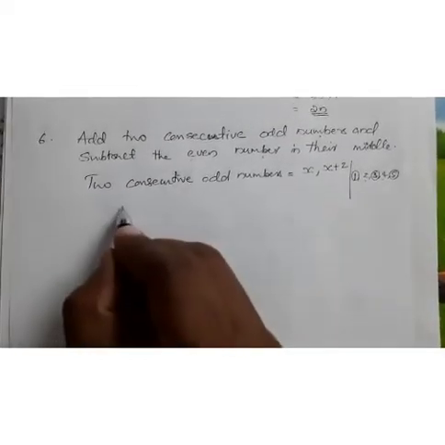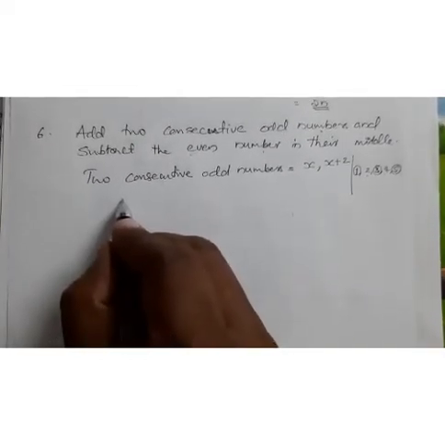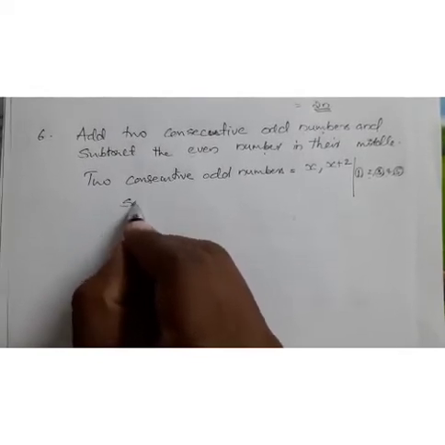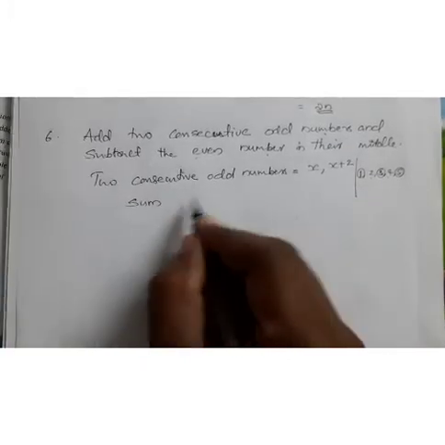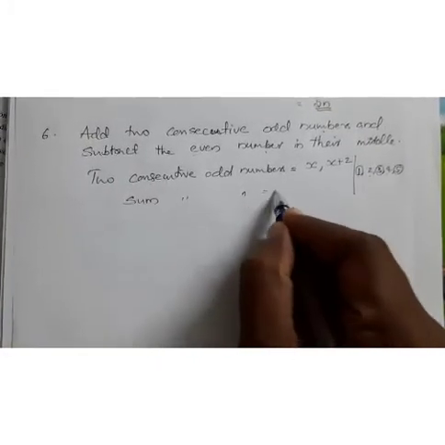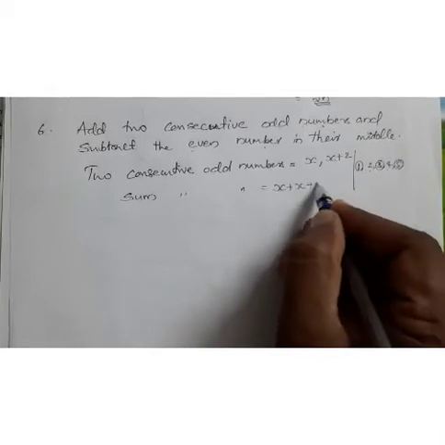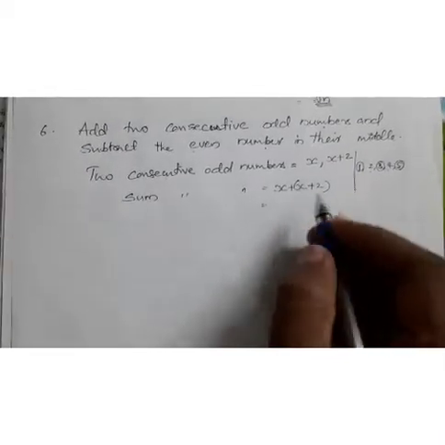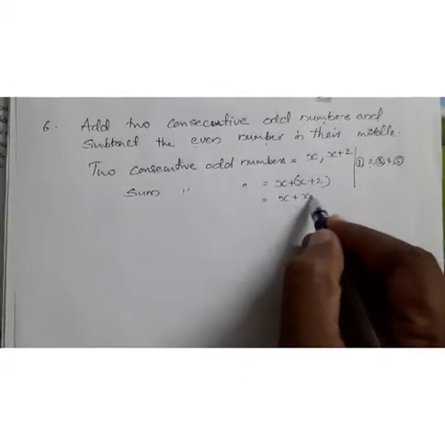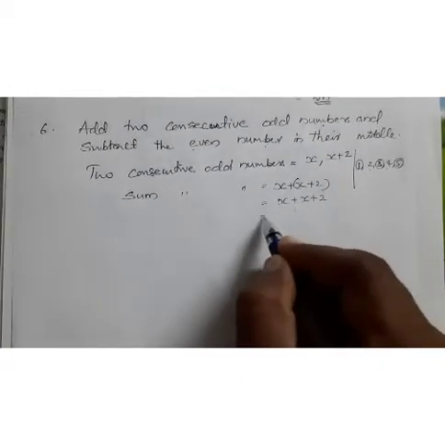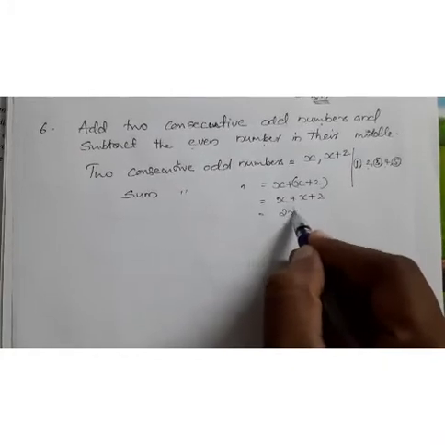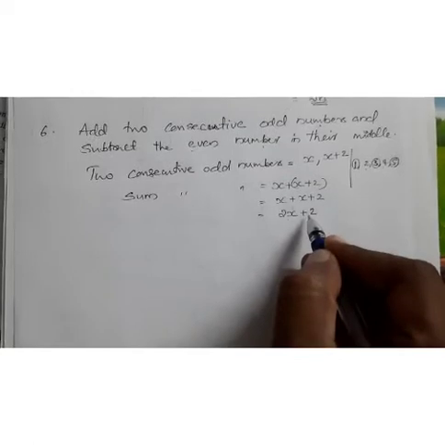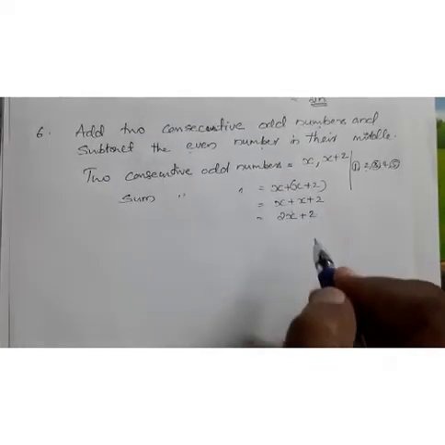Then what you do? You have to take the sum of these two numbers, the sum of two consecutive odd numbers, which is x plus x plus 2. Remove the bracket, and the same variables should be added together. You will get 2x plus 2.